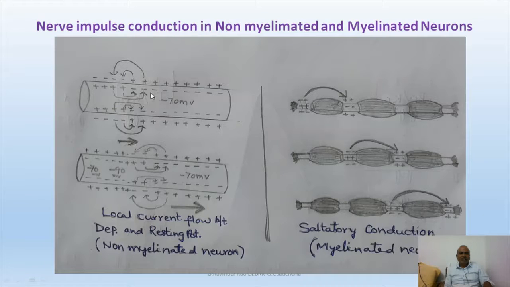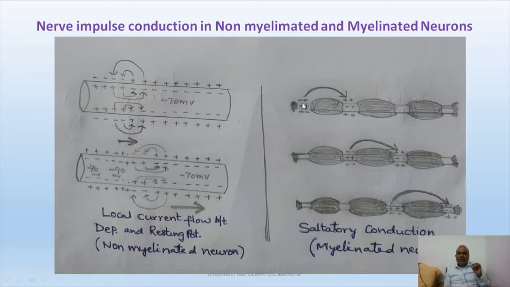Local currents will generally pass. That means the movement of the action potential is very, very slow. But here in myelinated axons, what happens? Because the opening of channels is very wide.